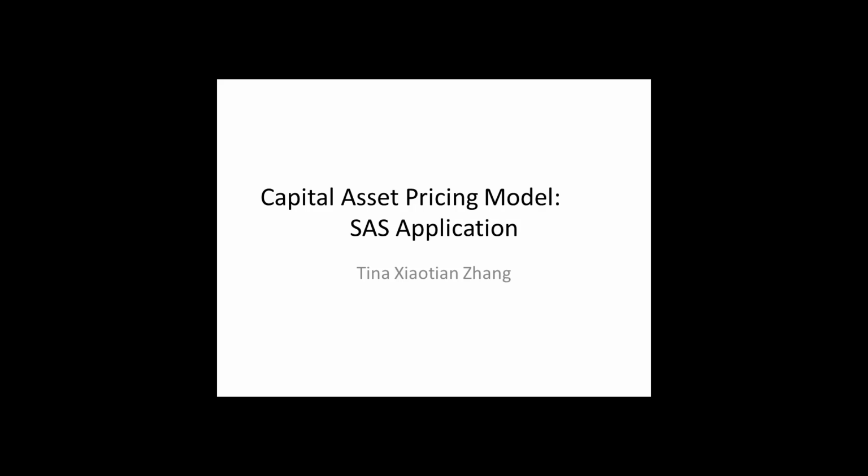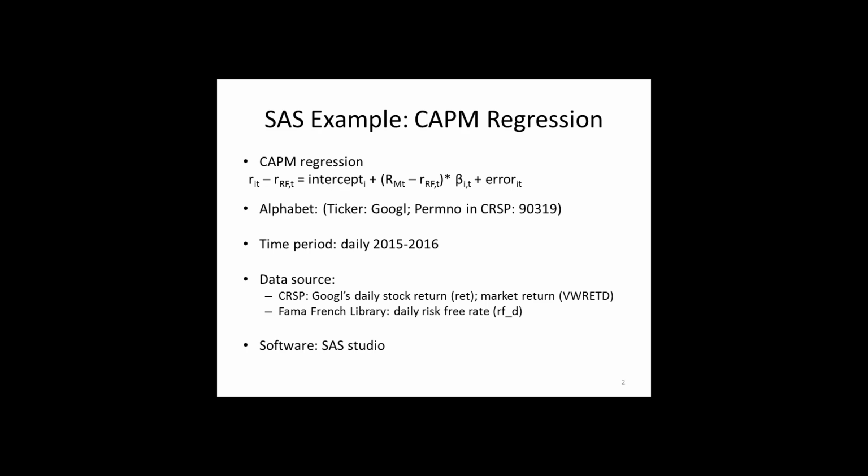This video clip demonstrates how to use SAS to run the capital asset pricing model, the CAPM model. We use SAS Studio for this application. The CAPM model is a Nobel-winning model, and the model specification is listed in the equation. We use an example of Alphabet with the stock ticker GOOGL. The data is daily stock return from 2015 to 2016.